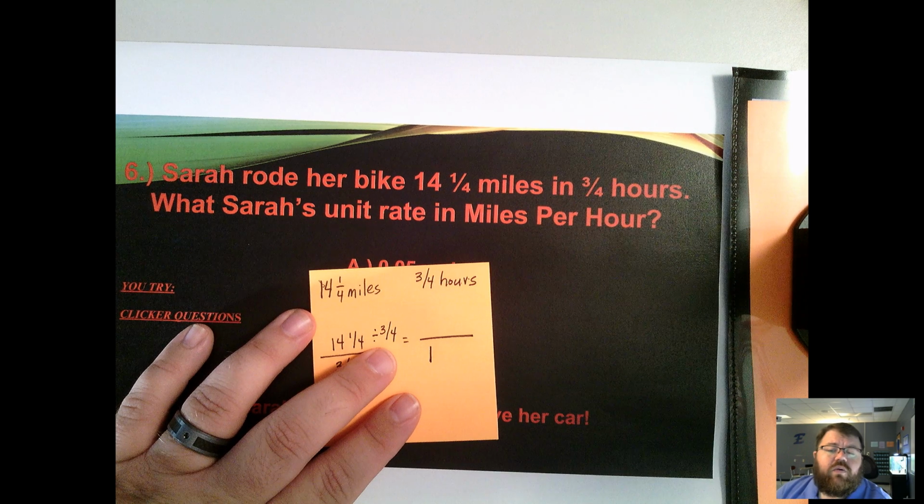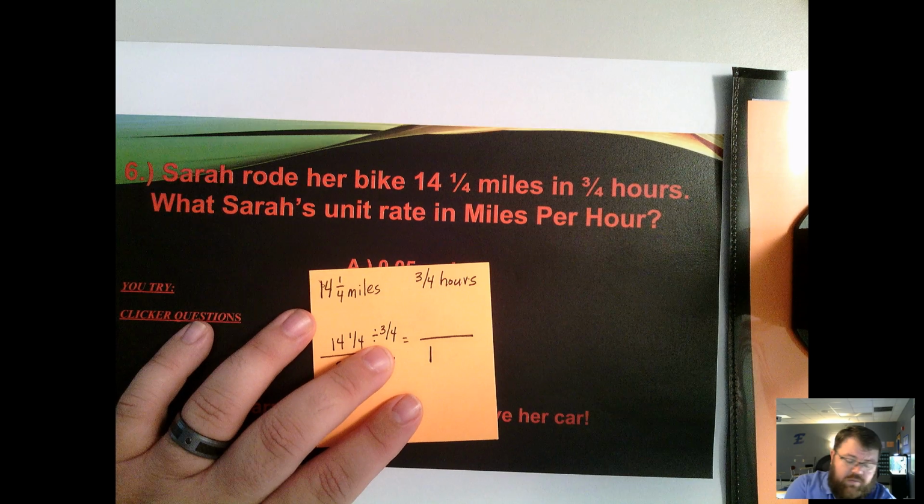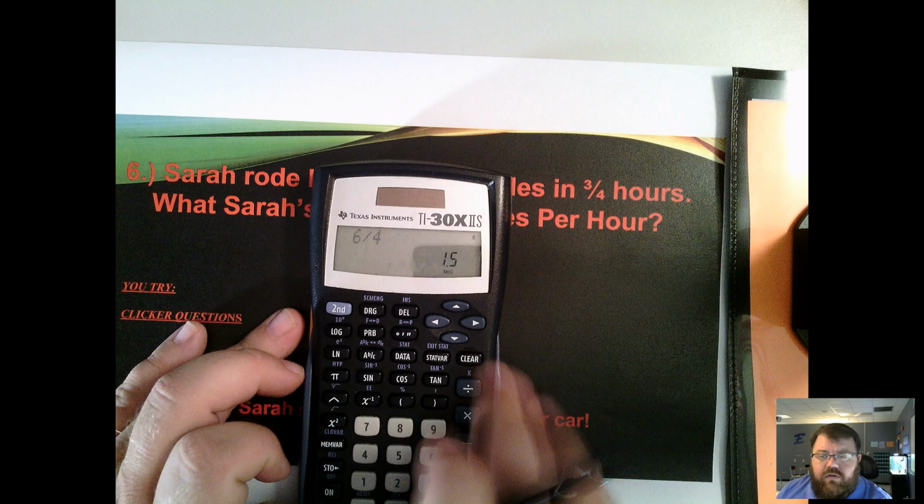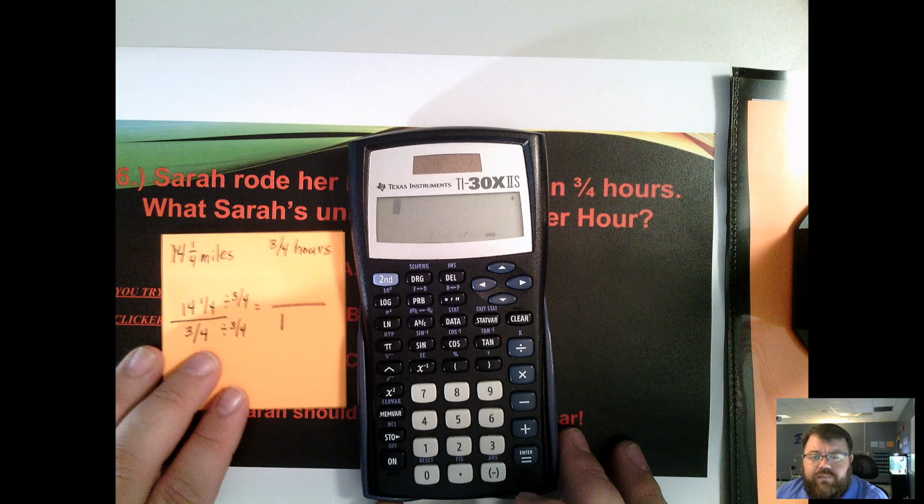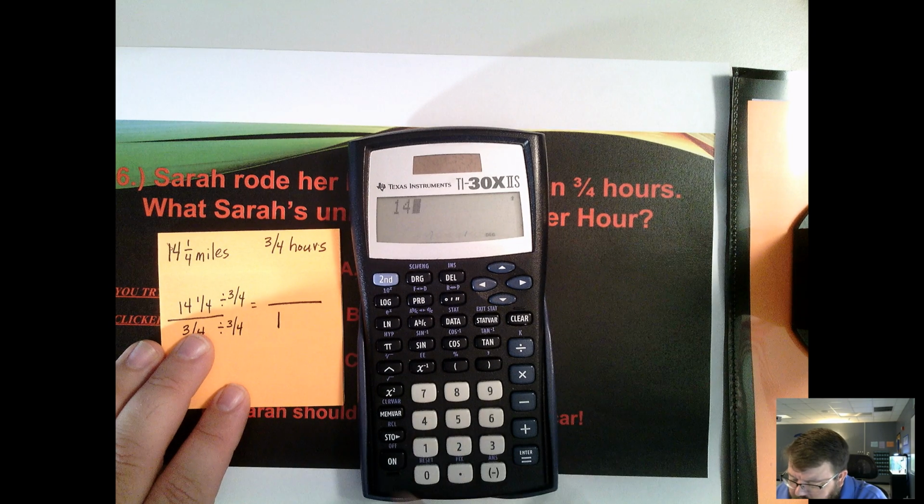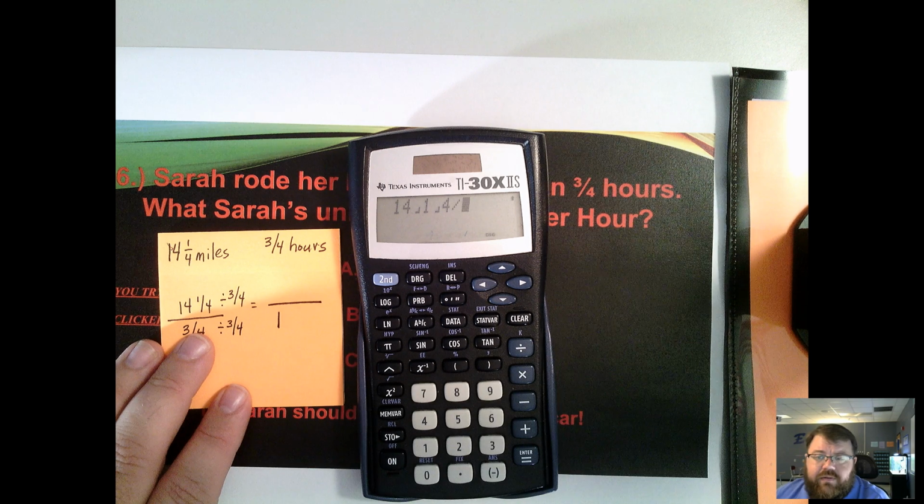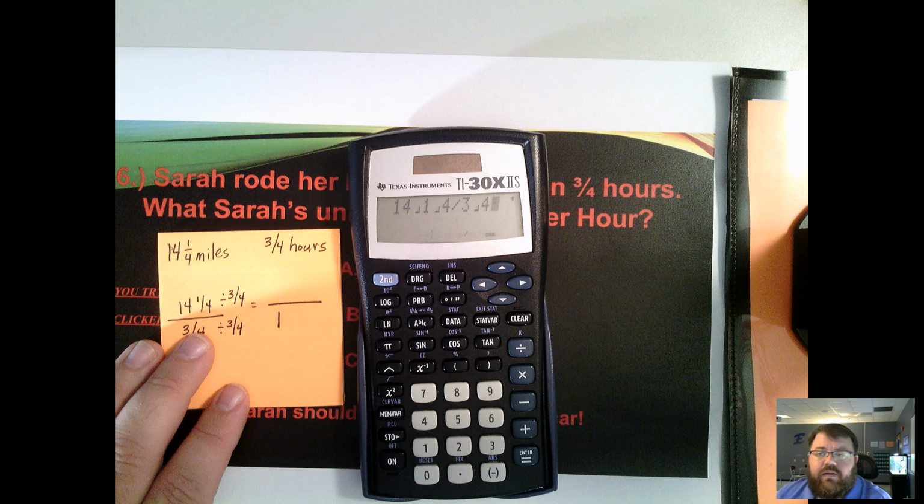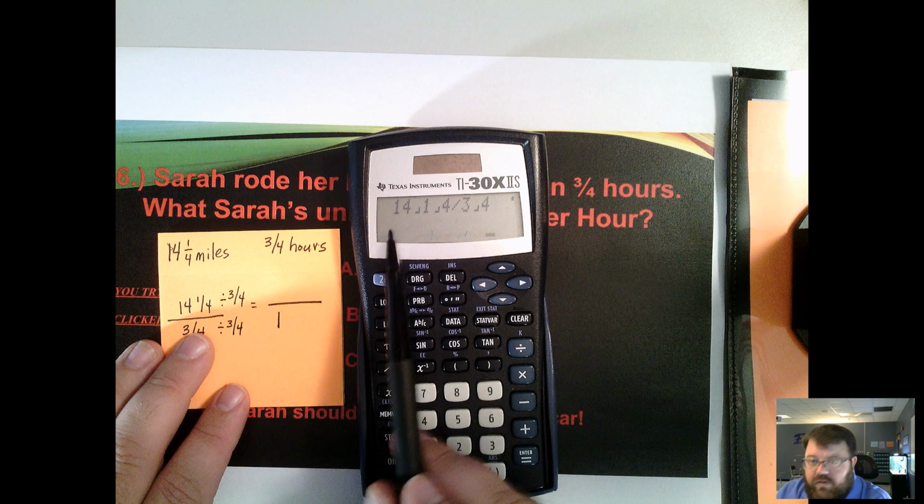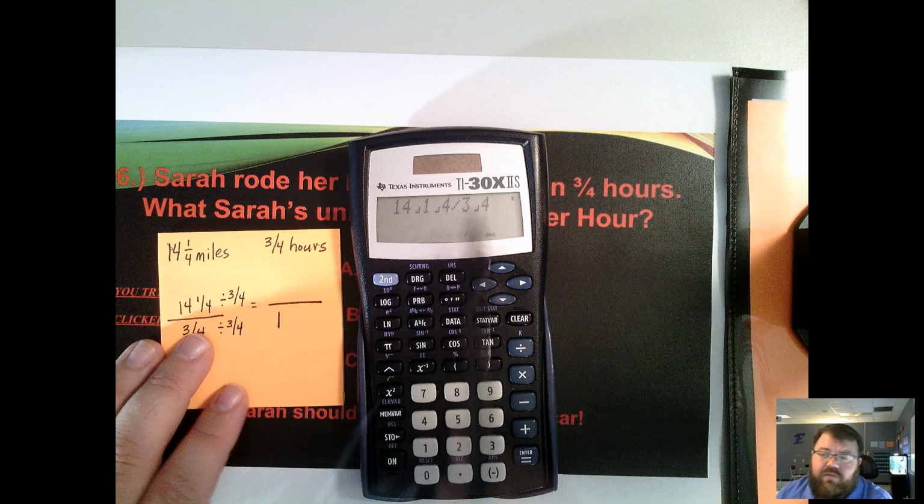Next is 14 1/4 divided by 3/4. I'm going to show you on your calculator what you can do. So we have 14 1/4, divided by 3/4. Okay, we have 14 1/4 divided by 3/4.